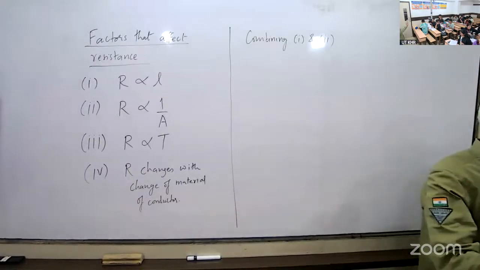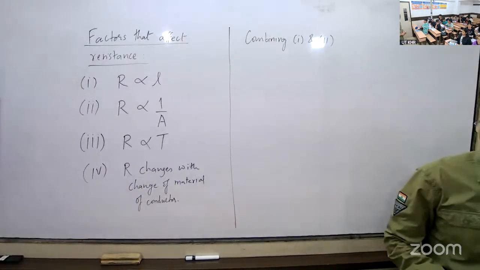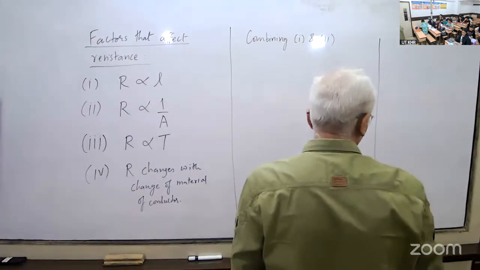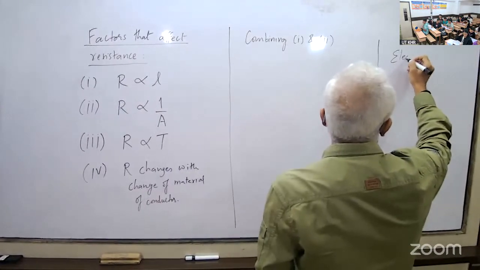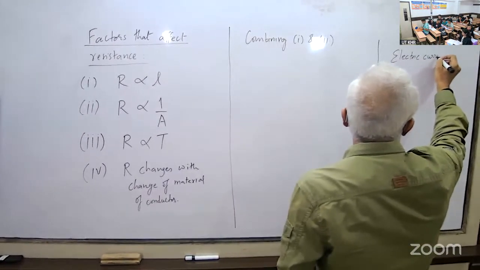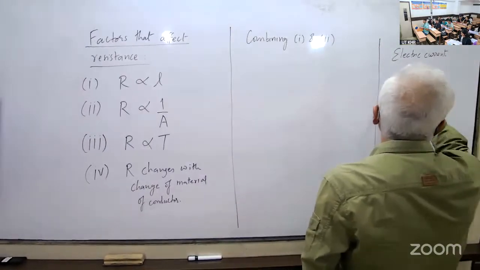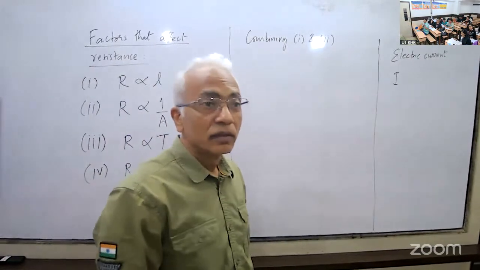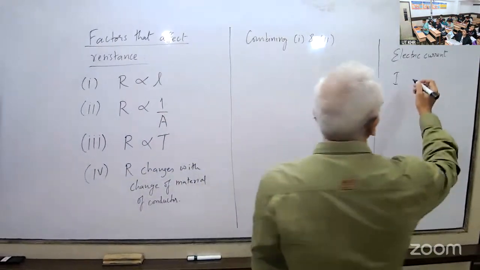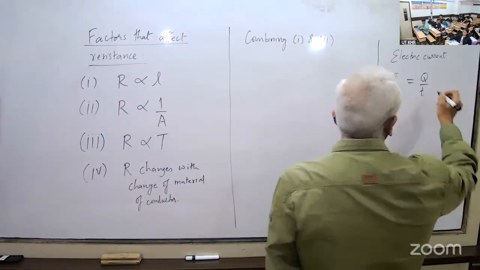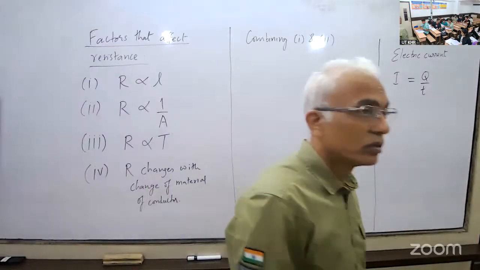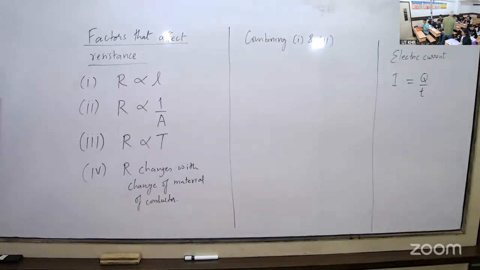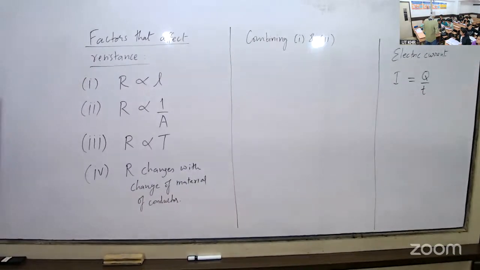We haven't covered much till here. What we have done till here is we have actually defined what is current. I'll just write here what we have done till here. Electric current. So, I. What is electric current? Defined as rate of flow of charge. So those who did not attend, pay attention. The first topic is electric current, which is defined as rate of flow of charge.